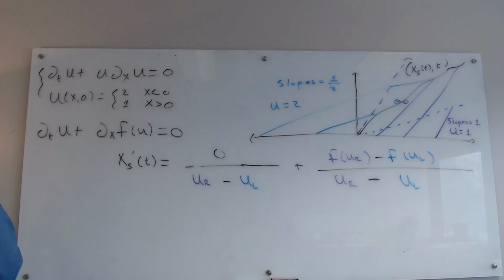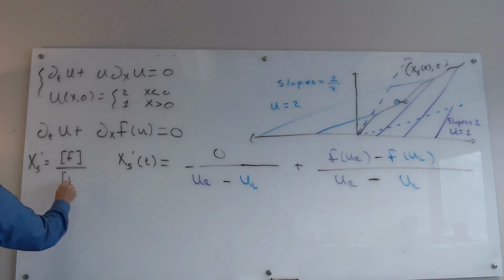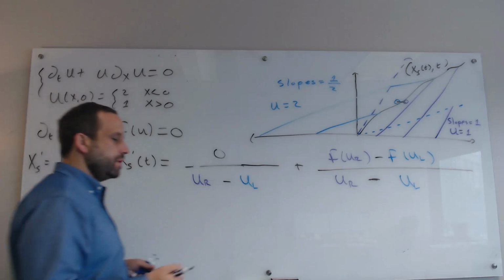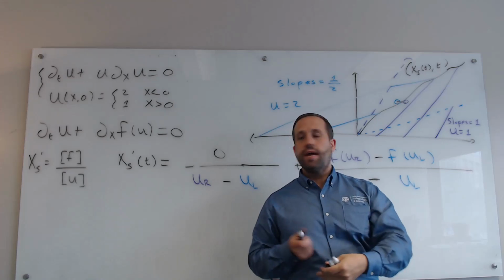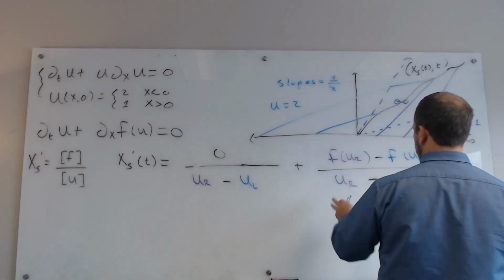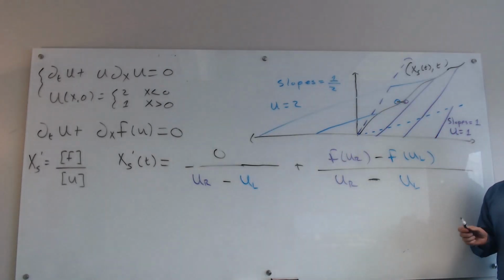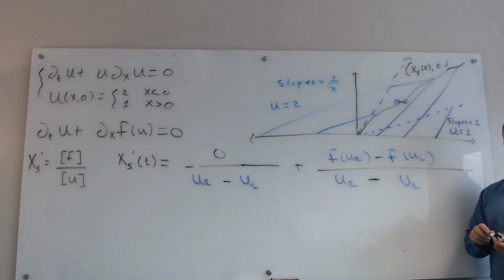And this has a notation. xs prime is equal to bracket f over bracket u. This notation just means the value to the right of the shock minus the value to the left of the shock. Or sorry, I got it backwards: u to the right minus u to the left. In other words, it's just the jump of f across the shock, and this is the jump of u across the shock. And again, since we're assuming there's a discontinuity, we're assuming that these values are not equal to 0.